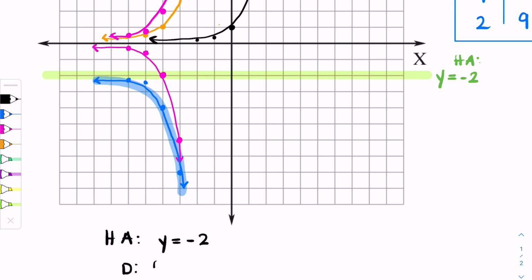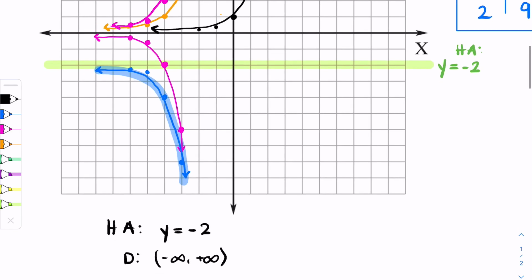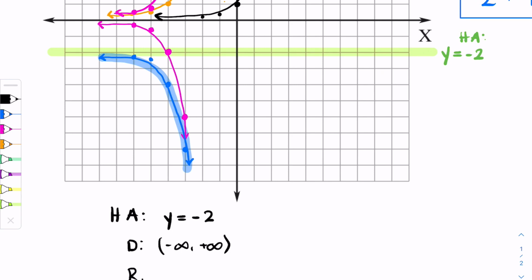The domain is -infinity to +infinity. And now the range, this one's a little bit tricky because this graph is actually heading towards -infinity. While it's probably tempting to write -2 to -infinity, because that's the way you would look at this graph, you need to make sure you put the most negative number first. So it's -infinity to -2.